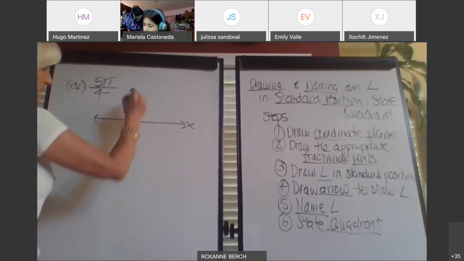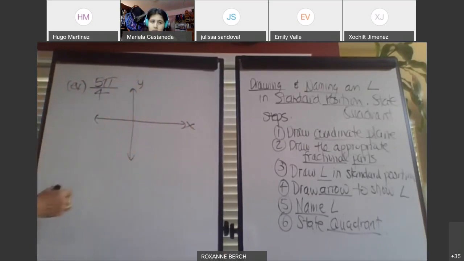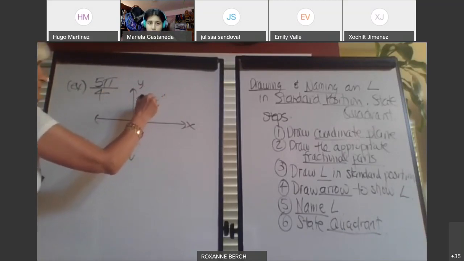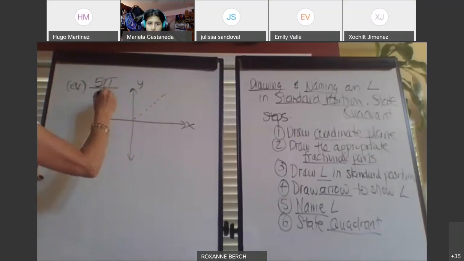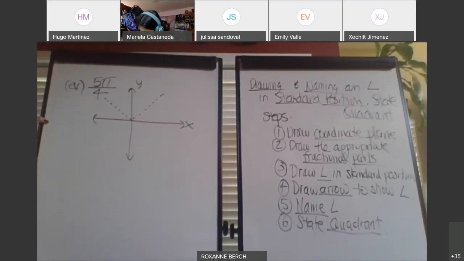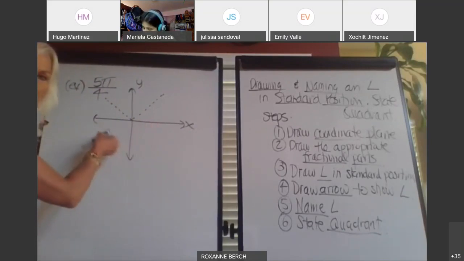Well, if we want to draw and name an angle in standard position, what we need to do is you always focus on the denominator. And this means we want to draw the top. It's a positive angle. We want to draw it in 4 equal parts on the top. 1, 2, 3, 4. Now, if it was a negative angle, we would draw the parts on the bottom.